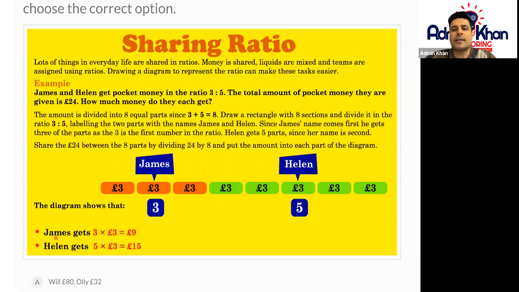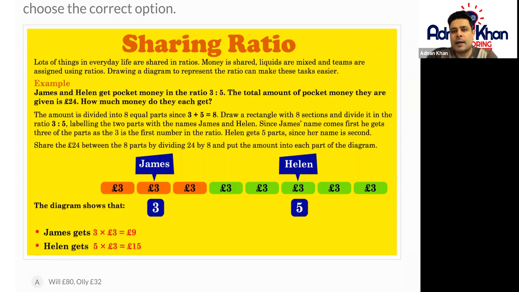So how do we calculate this? All we're going to do is James gets 3 times 3 equals £9, and then Helen gets 5 times 3, which is £15. But apart from representing it in diagrams, there's a different way that you can also do it if you find this second way easier. So let me just show you how this is.